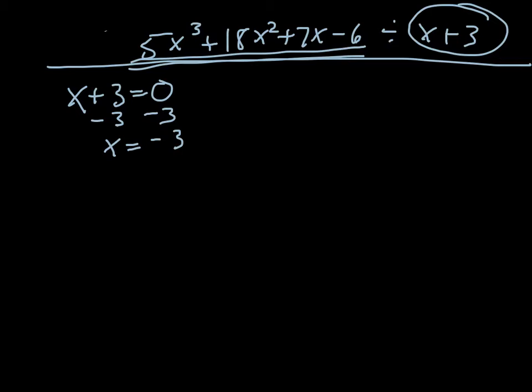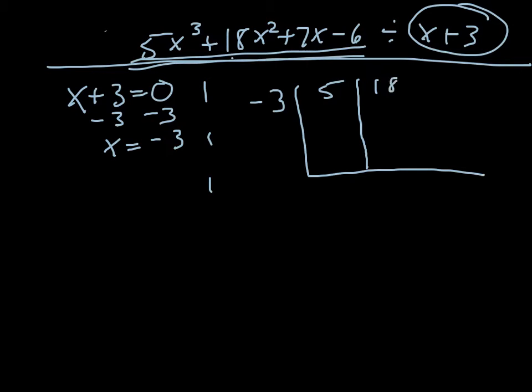So now we can start setting it up. So we draw our bar like this, and on the left side we have -3, and then on the right side we have all of these coefficients here. So we start off with 5, and you can put lines between them if you want. It's not necessary, but you can, whatever works for you. And then we have 18, and then we have 7, and then we have -6, just like that.